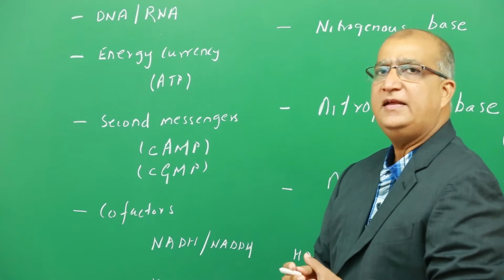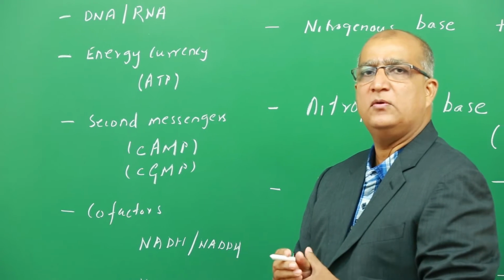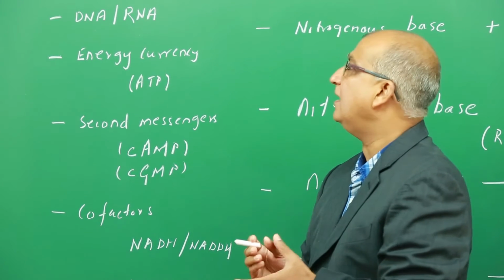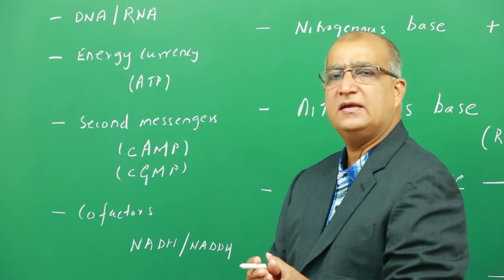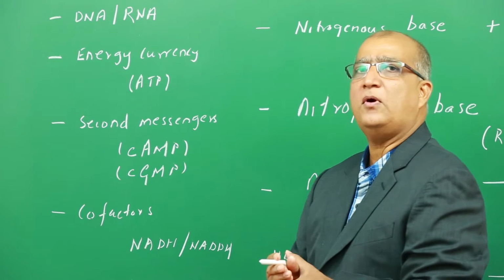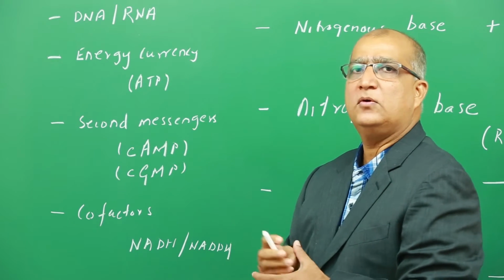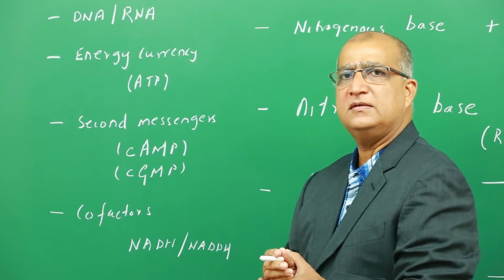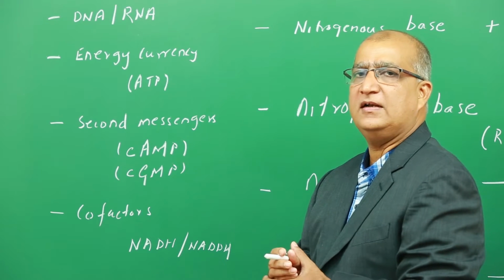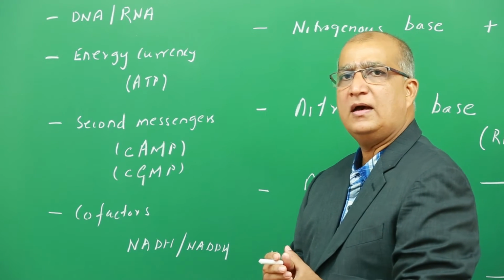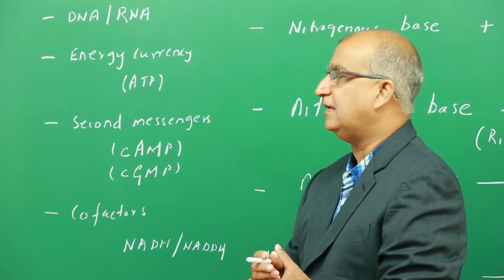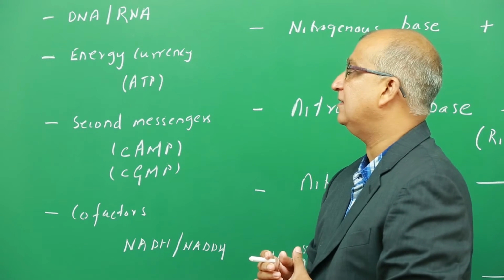In fact, DNA, which is deoxyribonucleic acid, or RNA, which is ribonucleic acid, are nothing but polymers of these nucleotides, and they play an important role in both storage of genetic information and the transfer of genetic information through RNA to proteins, that is, the reading of the genetic information.